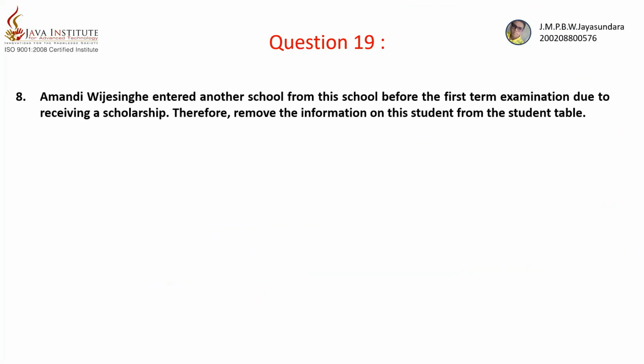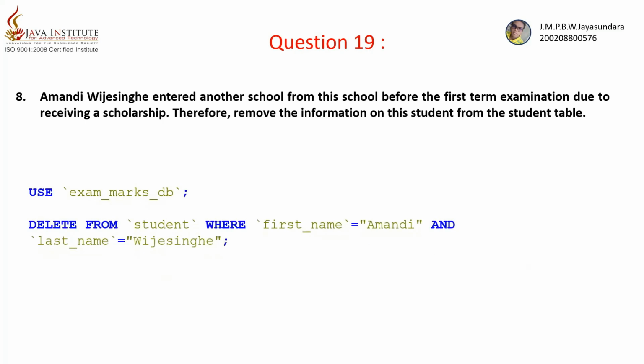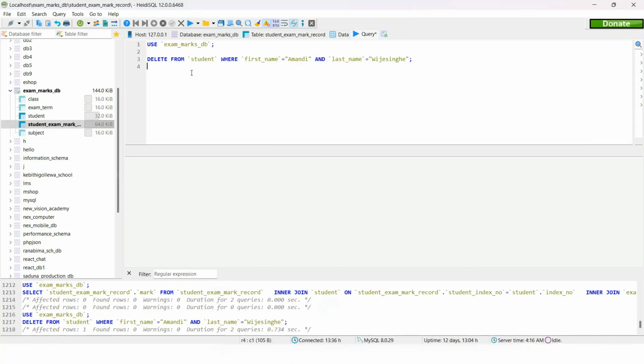Here we have our eighth question and it says Amanthi Vijay Singh entered another school from this school before the first term examination due to receiving a scholarship. Therefore, remove the information of this student from the student table. First, we need to define the database. After that, we can run a delete query. So let's go and execute this. The query successfully executed. So let's go back.